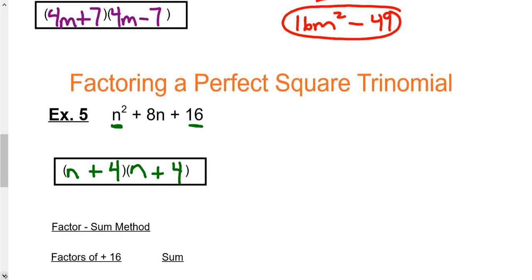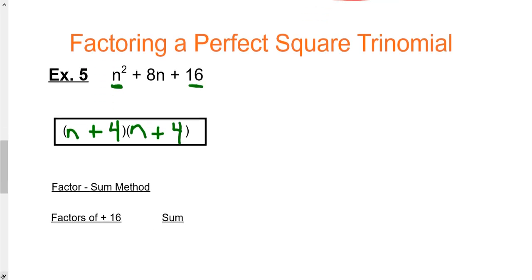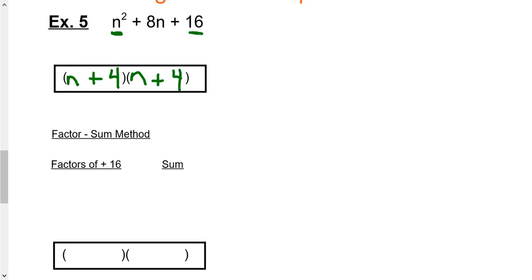All right. I'm going to also show you the factor sum method and show you that even if you did factor sum to do this, you still get the same answer. The reason why we can just do factor sum is because the coefficient of the squared term is 1. So to do the factor sum method, we always write the factors of the C term. And since C is positive and B is positive, that means both of your factors should be positive. So you got 1 and 16. You got 2 and 8. And 4 and 4.